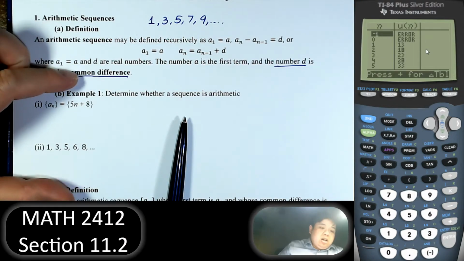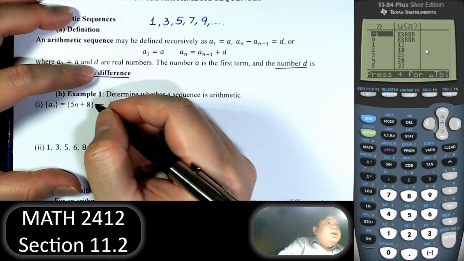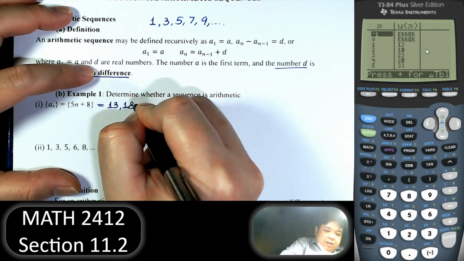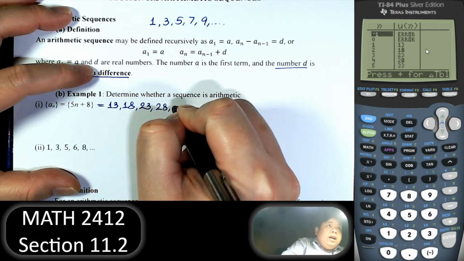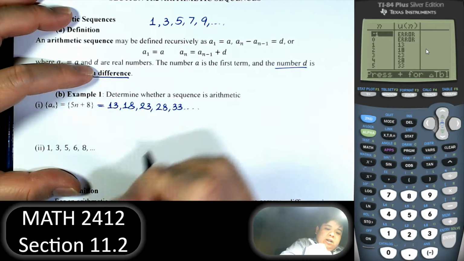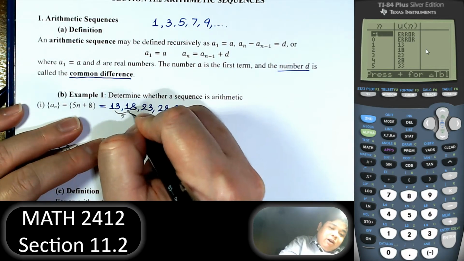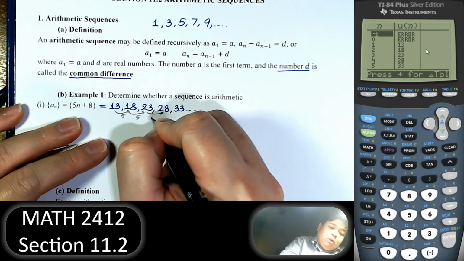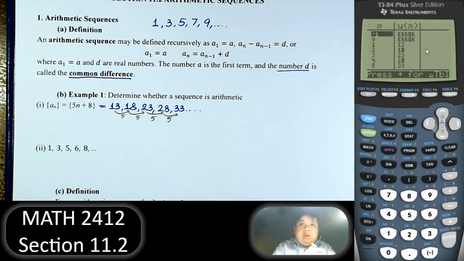The first term is 13. And then 18, 23, 28, and 33, and so on. By the look of this, it looks like we're going to add 5 every time we go from this term to the next. So that is an arithmetic sequence because we just add 5 to go to the next.